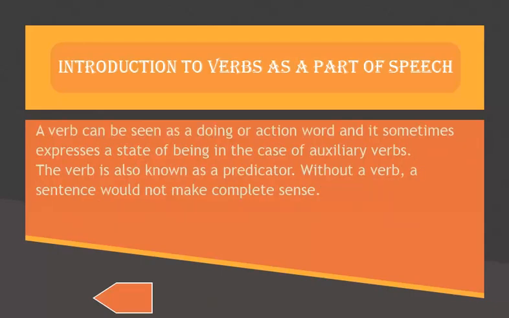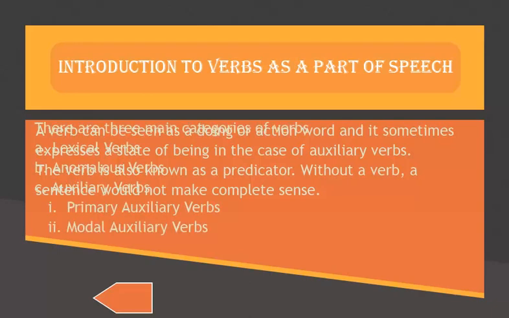A verb can be seen as a doing or action word, and it sometimes expresses a state of being in the case of auxiliary verbs. The verb is also known as a predicator. Without a verb, a sentence would not make complete sense.